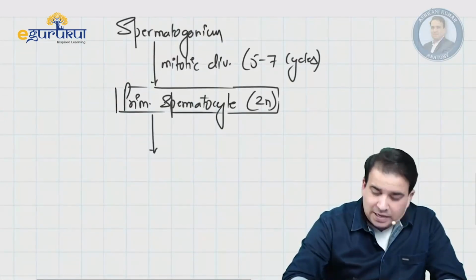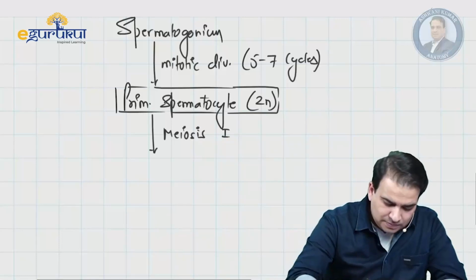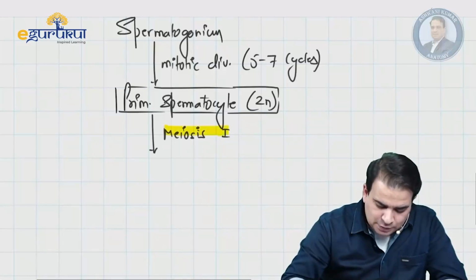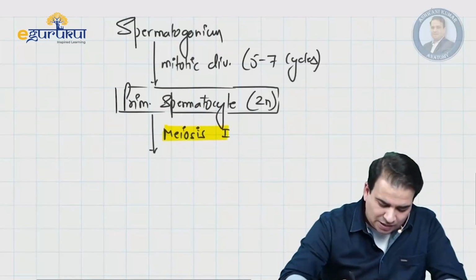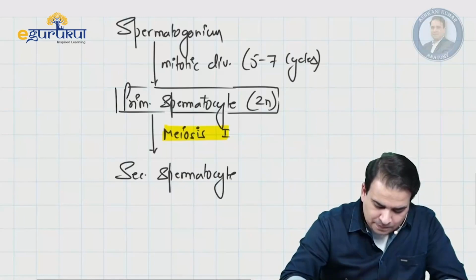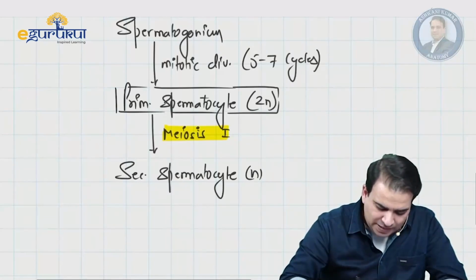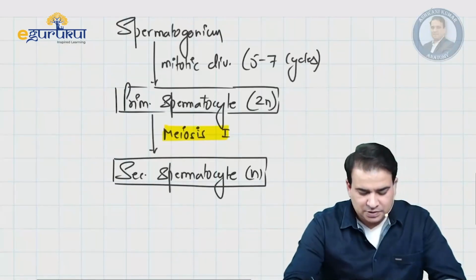The primary spermatocyte will undergo the process of meiosis, or you can say meiosis 1. And as we all know, meiosis 1 is a reductional division, the chromosome number will be reduced to half. So we'll have the secondary spermatocyte. There is a formation of these haploid secondary spermatocytes, right? That's a result of meiosis 1.